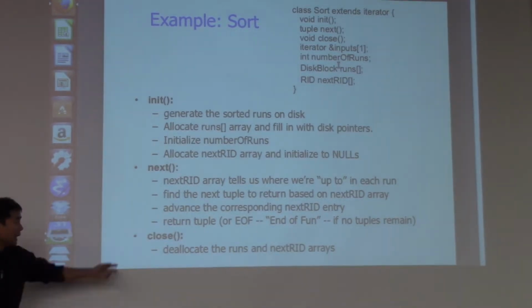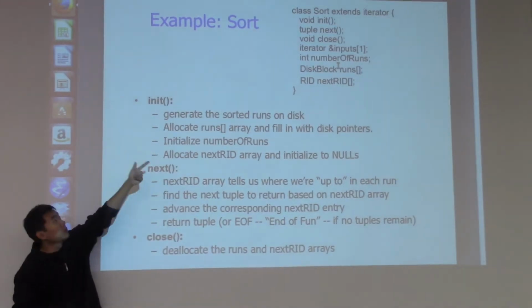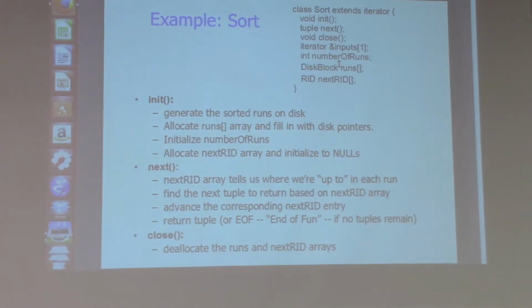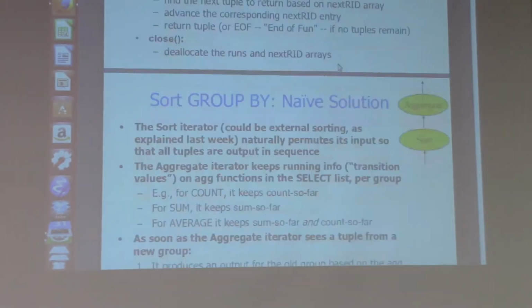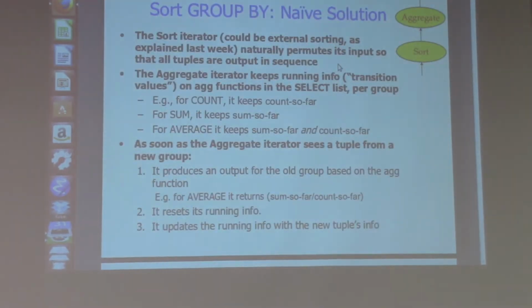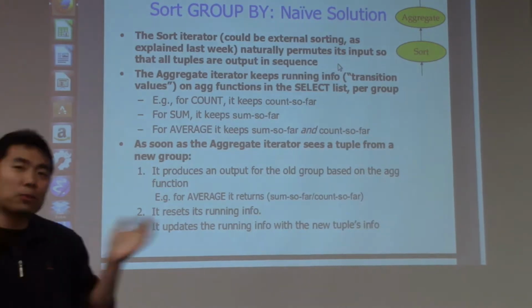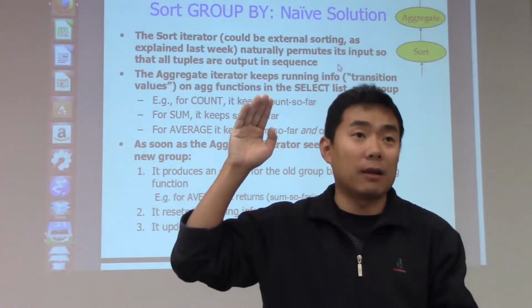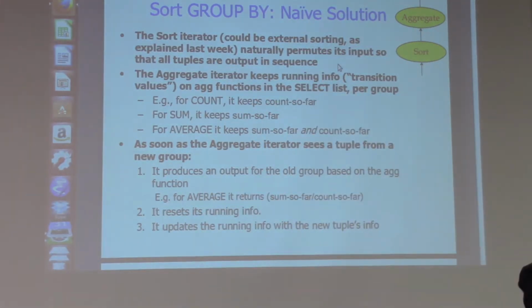And close, you deallocate the round and next RAD arrays. And basically, in your project 4, you will implement this method. Now, that being said, let's look at the group by and aggregation I talked about. With this being discussed, I can express the computation for group by aggregation using this pipeline graph. One way to implement this is to do what? Sort, then aggregate.